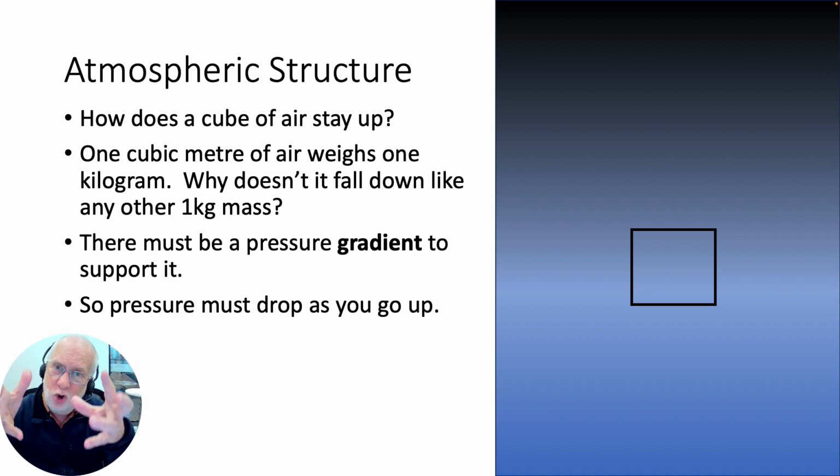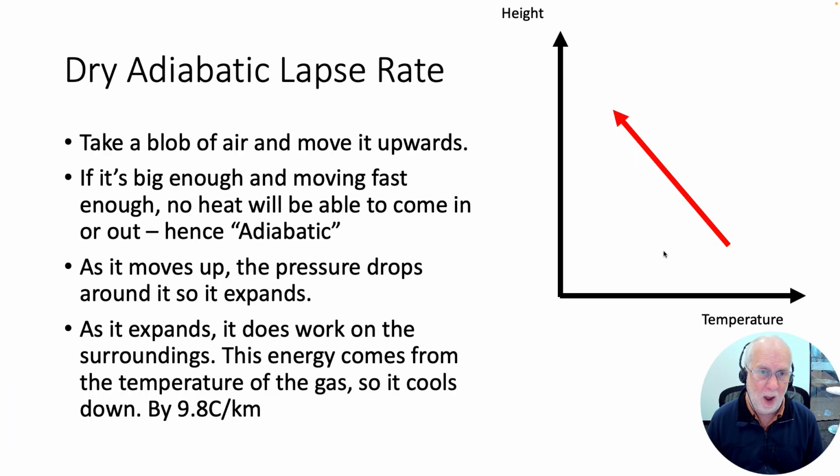Why doesn't a cube of air fall as well? Well, the reason is that there has to be a pressure gradient. So there's atmospheric pressure on the bottom and atmospheric pressure on the top, and the pressure on the bottom must be bigger than the pressure on the top, and that difference balances the weight of the air and keeps it up, so the air in this room doesn't all fall to the ground. Okay, so atmospheric pressure goes down as you go up to higher altitudes.